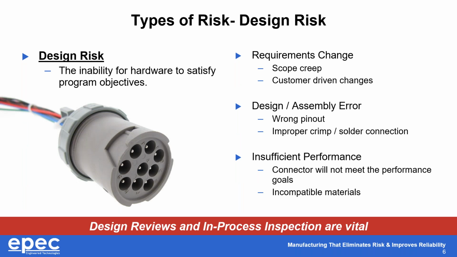So first, design risk. What is that and how does that impact your custom cable build? Generally, this would be the inability for your hardware to satisfy the program objectives. But what does that mean? There's a lot of things that happen in development. Typically, timelines are tight, you're on a budget, things happen. Along the way, requirements can change. This can be something subtle and happen over the course of a few weeks, like scope creep, where slowly but surely small design features are added, and eventually the schedule and costs are no longer what they originally planned to be.